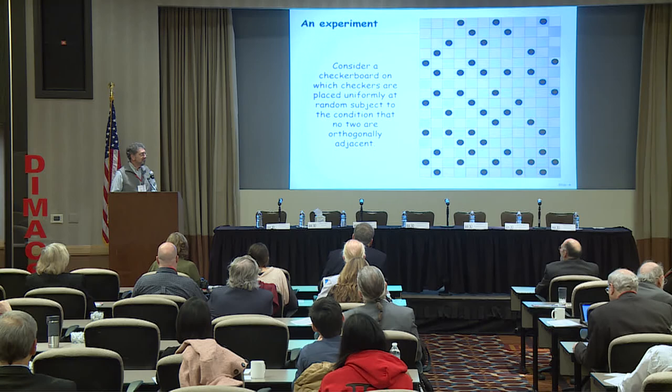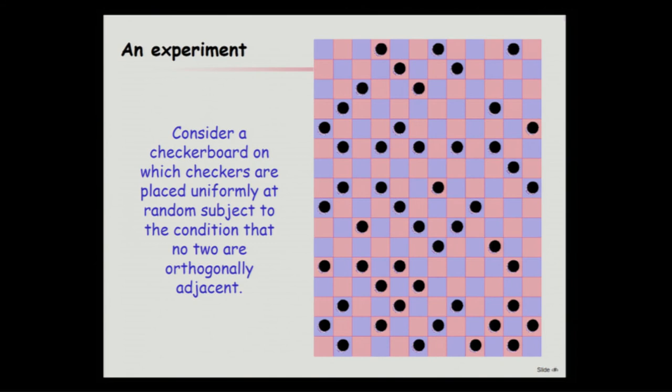Beautiful. Okay. Let's start with a little bit of an experiment. So here is a random placement of checkers on a checkerboard. Actually, not exactly a checkerboard, some grid. With no two adjacent. So I have to say that constructing this is not obvious. You don't do this by putting one piece down at a time. This is one of some huge number of possible configurations. Each one is chosen with the same probability.